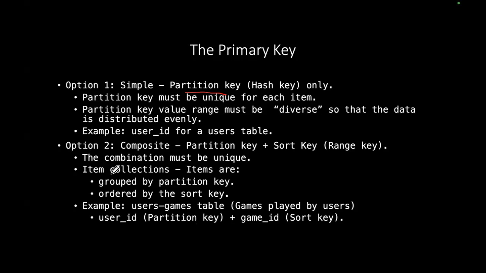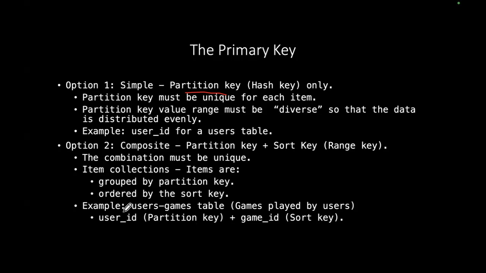And that item collection is grouped by the partition key, because that's what links them together, and they're ordered by the sort key. So if you queried a table for all of the items with a particular partition key value, you would get back the item collection, and you would be guaranteed that they would be ordered by the sort key, just as a convenience. DynamoDB does that for you.